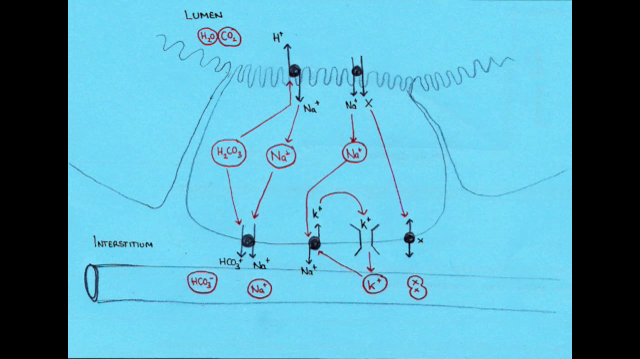Now, what we can also see is organic molecules, glucose, amino acids, indicated by this X that we see on our diagram, as being co-transported back into our interstitium, in what we term secondary active transport.